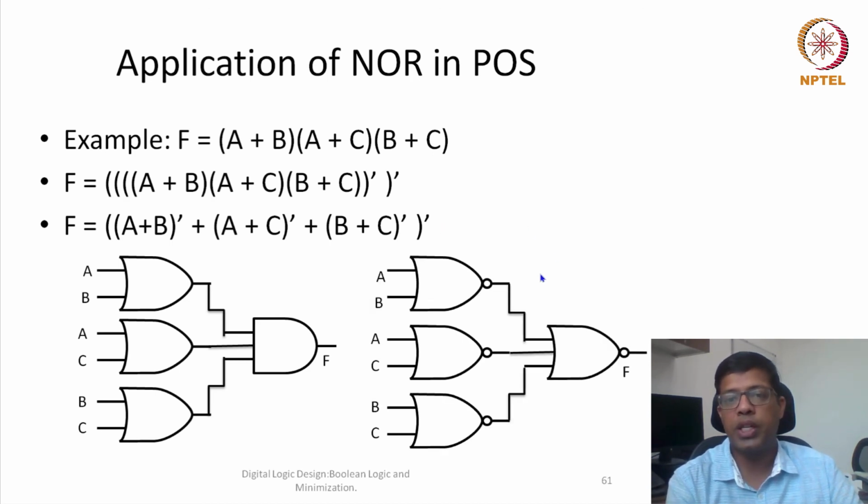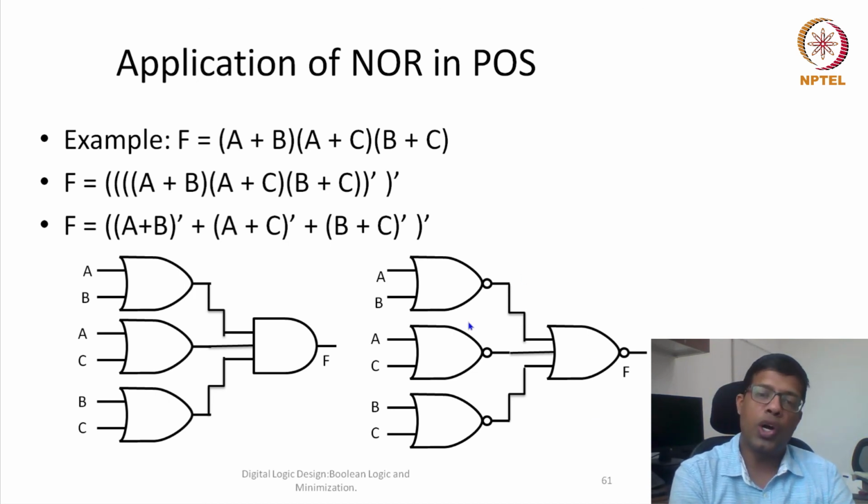So I can put it like this: (A plus B)' is essentially a NOR of A and B. The output of OR is inverted, that means this expression. Similarly, for A plus C, the OR is inverted, and the OR of B plus C is inverted. Then all these three outputs are ORed and the output is inverted. So these two implementations are essentially equivalent. The first implementation uses OR gates and an AND gate, while the second implementation uses only NOR gates.